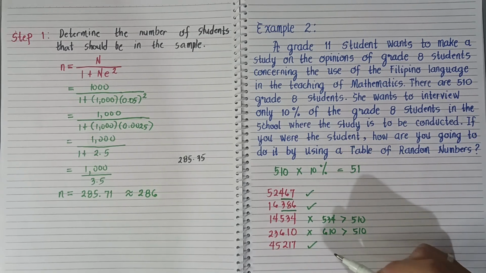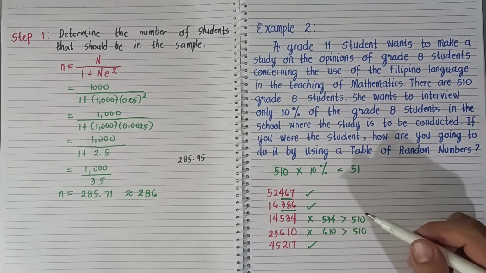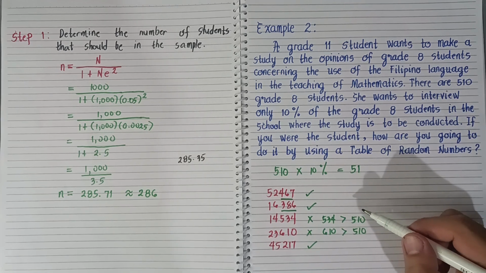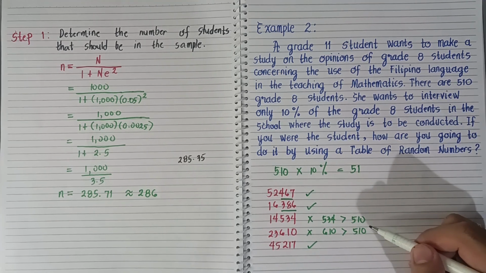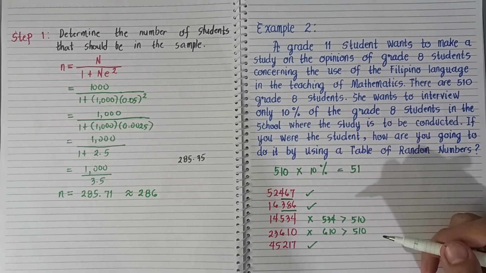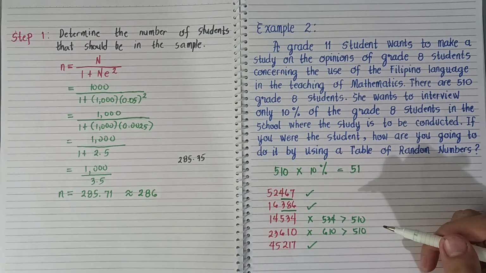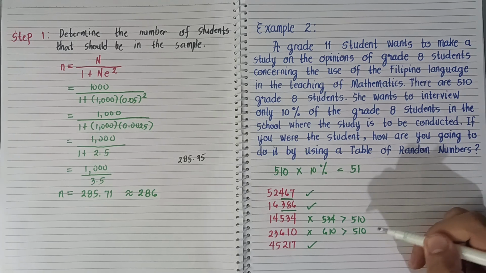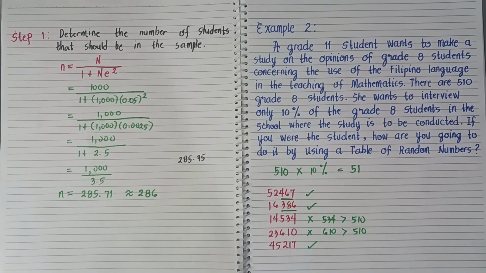Okay? So, continue doing this until 51 students are being selected. So, hanggang maka 51 kayo na estudyante. Okay? So, you can create your own table of numbers by using random number generator. Okay? So, ganun lang kasimple gumamit ng table random numbers. Next.